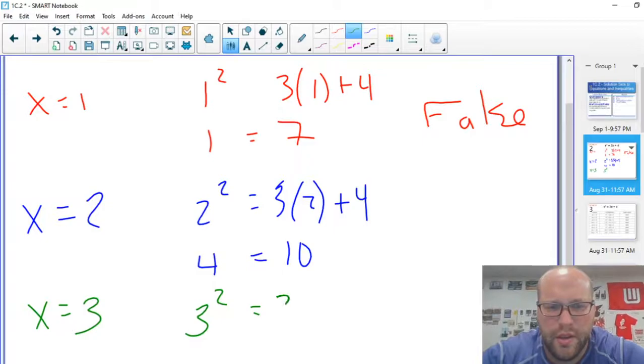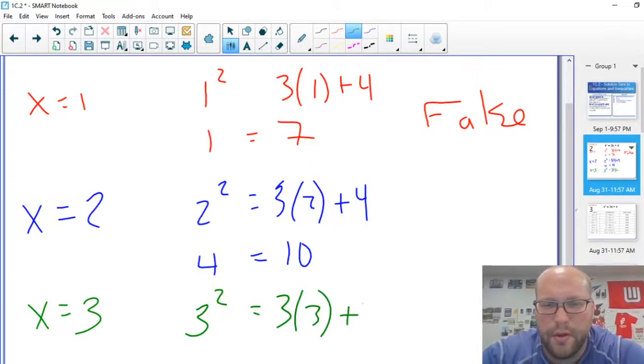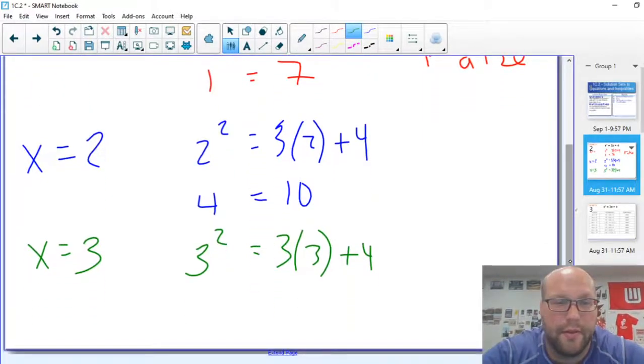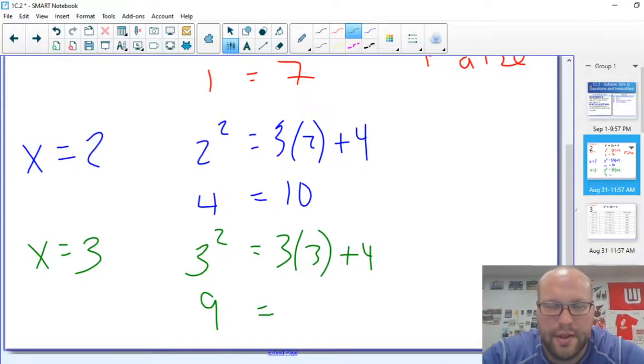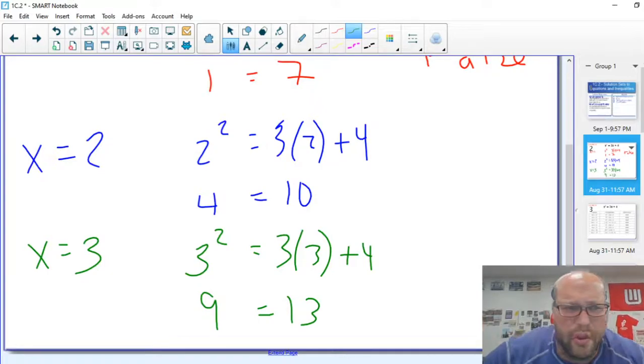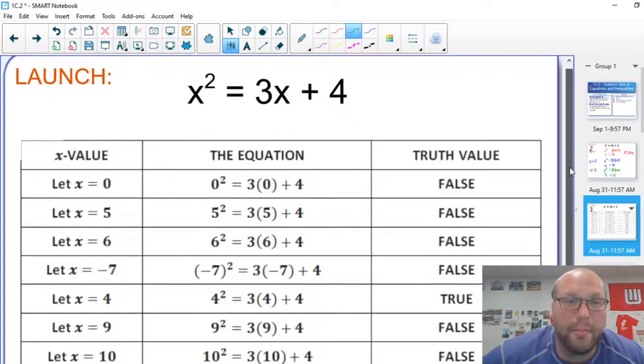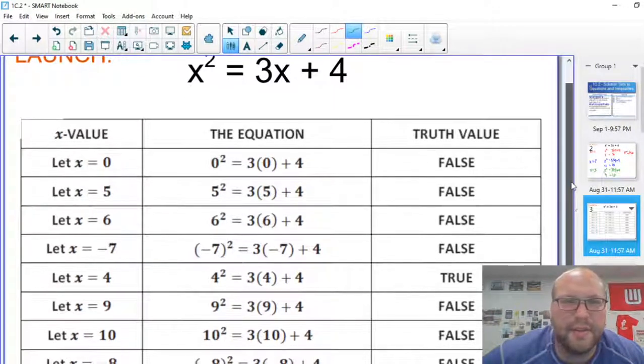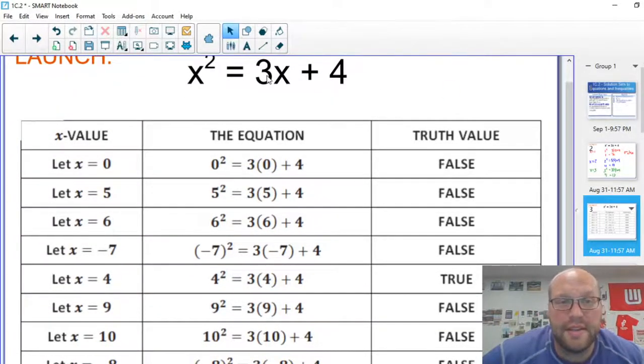Hopefully this works. 3 squared equals 3 times 3 plus 4. We would get the value 9 equals, that would be 3 times 3, 9, plus 4, so 13. So it's not true. So we could do this forever to find a solution. And if you tried a bunch of numbers, and that's actually what this table is, again, the statement is either true or false depending on the value of x.